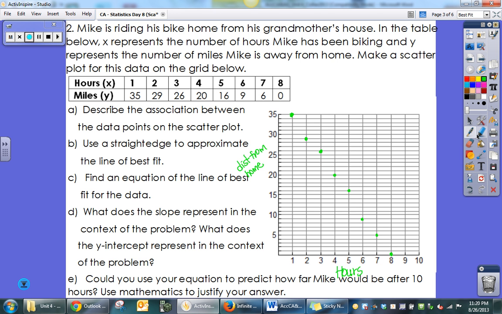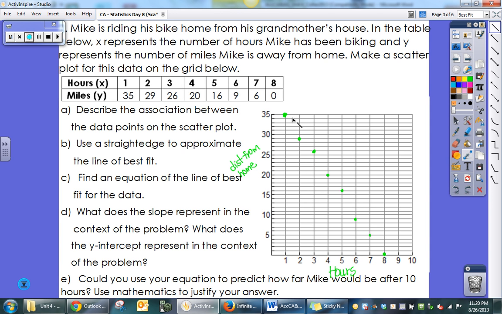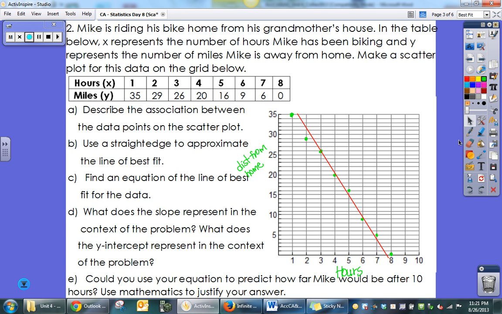So let's go ahead and use our straight edge to approximate our line of best fit. Let's try this. See if I can get that. I don't think it's going to move. Alright, we'll just use it as it is. Alright, and then we have to find our equation. So we're going to choose 2 points on our line. So it looks like this one, and I'll go ahead and just use this one.